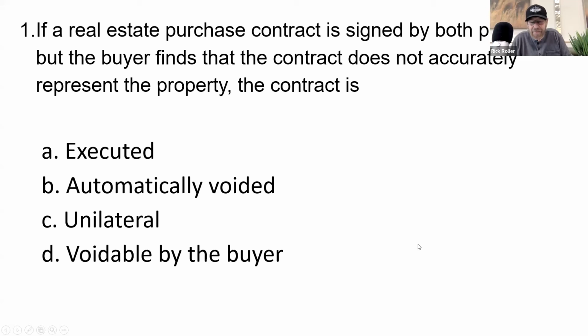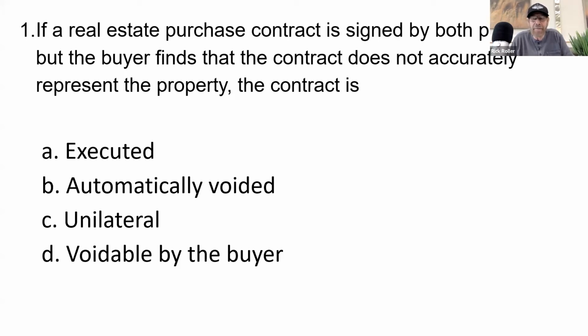Okay, Dan? All right, so we're going to look at the first question, number one. If a real estate purchase contract is signed by both parties, but the buyer finds that the contract does not accurately represent the property, the contract is executed, automatically voided, unilateral, or voidable by the buyer. Executed means it's all finished. It's all done. It went under contract, you went to closing, you finished it all out. Automatically voided. Does anything happen automatically very often? Probably not. So I wouldn't pick either of those two.